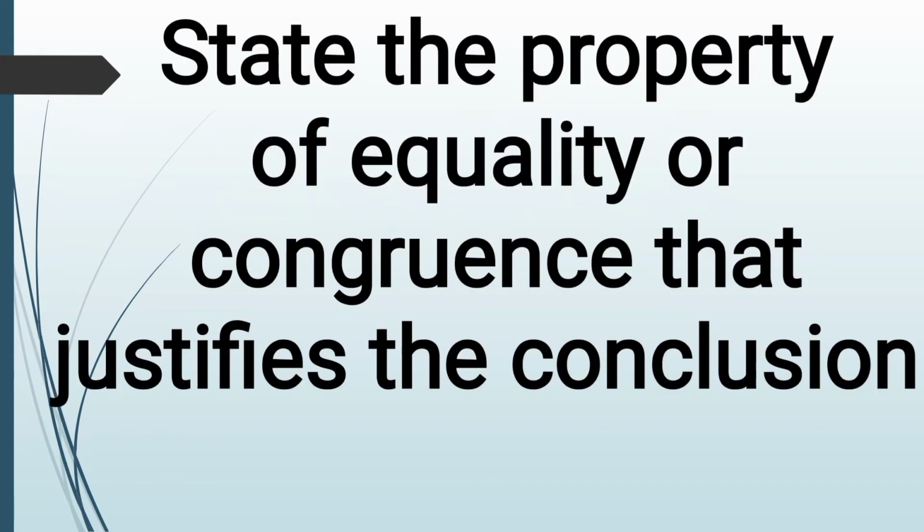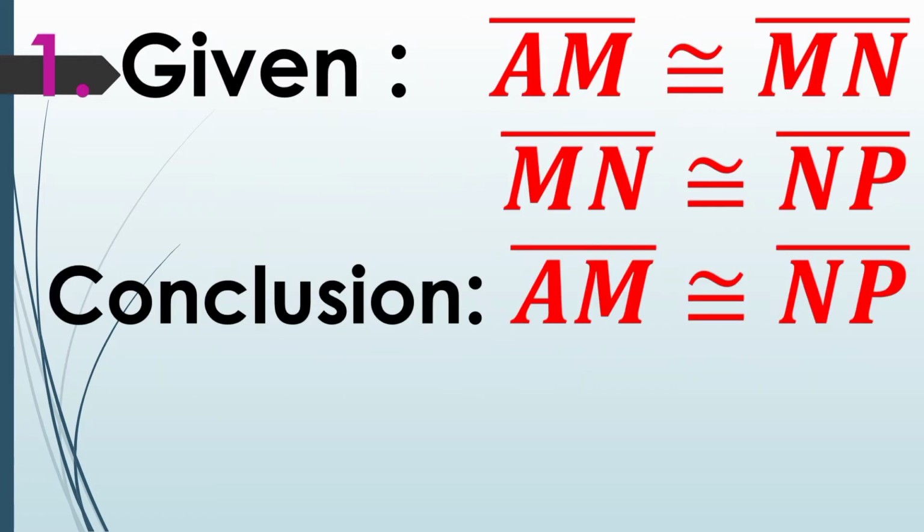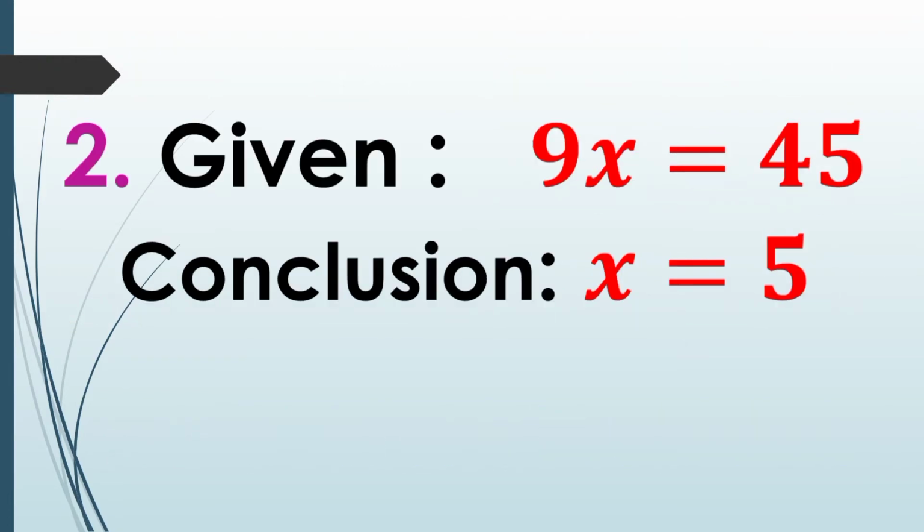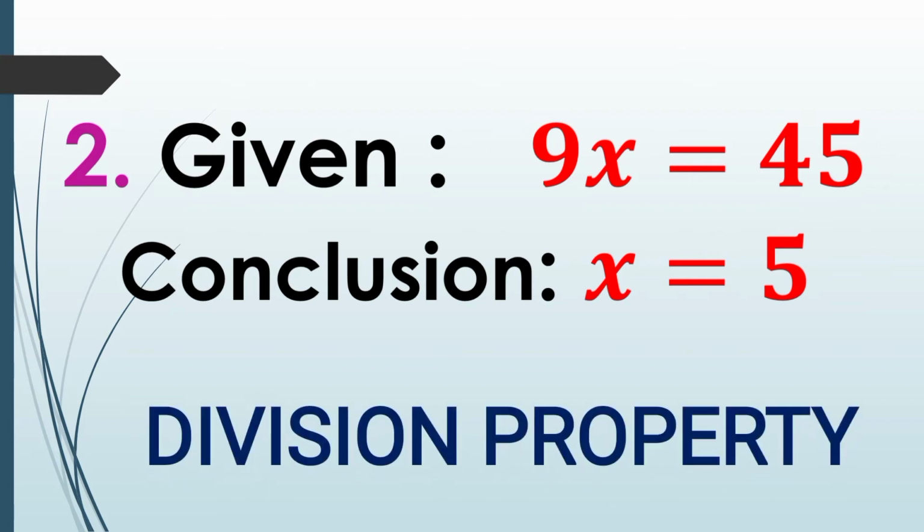Examples: state the property of equality or congruence that justifies the conclusion. Given segment AM is congruent to segment MN and segment MN is congruent to segment NP, the conclusion will be segment AM is congruent to segment NP by transitive property of congruence. Second example, given 9x is equal to 45, the conclusion is x is equal to 5 by division property of equality.